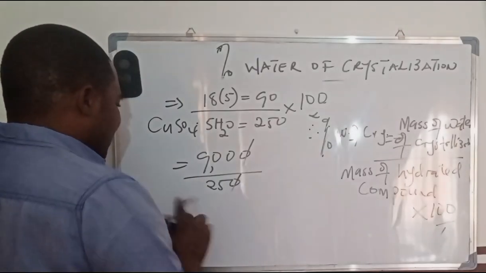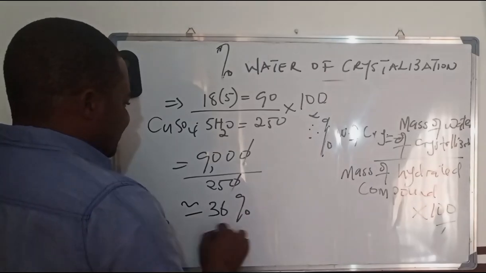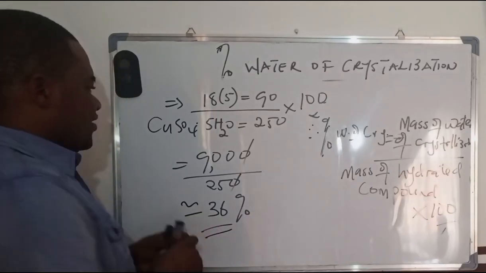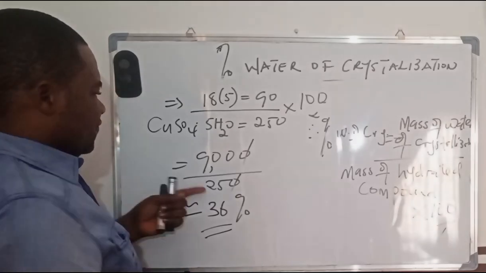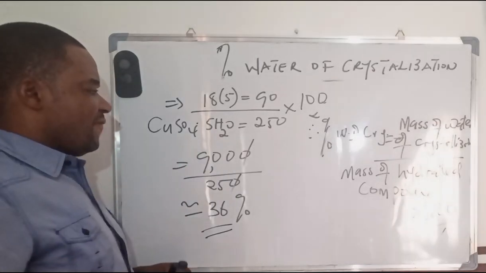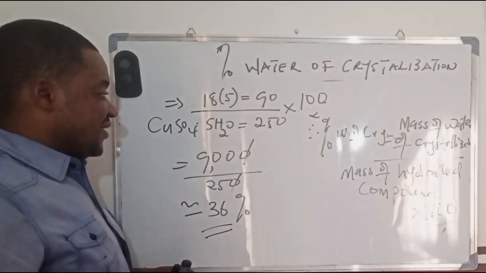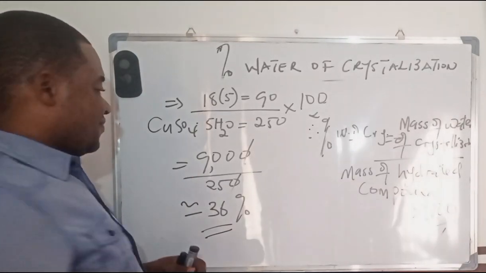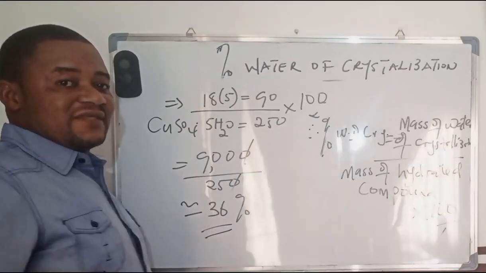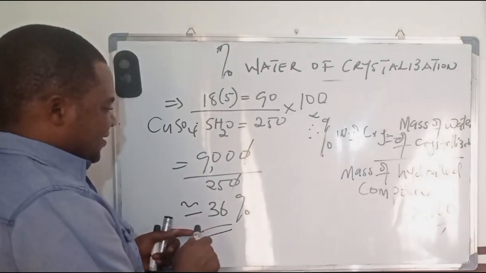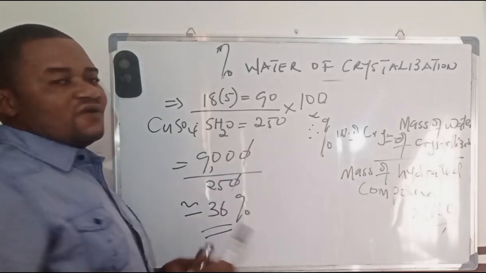So let's say approximately we have 36% water of crystallization. Because for every 100 you have 4, and this is 900, is it not so? So you have about 4 times 9, and that is 36. So you have 36%. This is how you calculate your percentage water of crystallization.